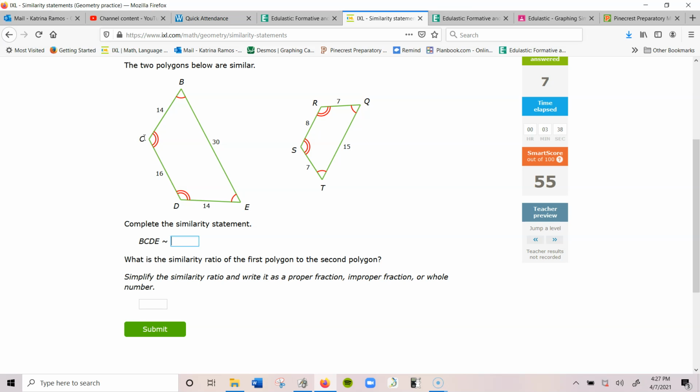Here we have BCDE. So it goes from the base angle of this trapezoid. So we can start here. It goes B and then it goes through the short side here. So if I start with T, I would have to go up to S. Or if I start with Q, I would have to go up to R. So BCDE would be QRST.